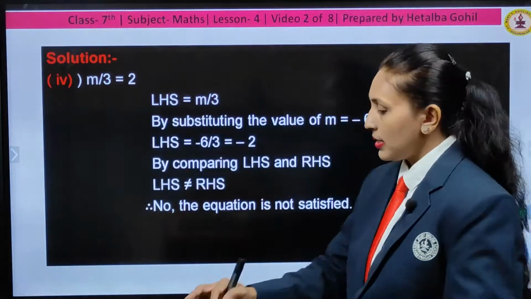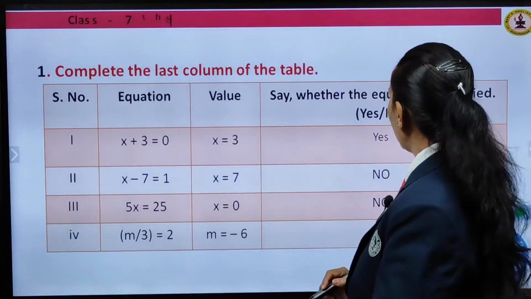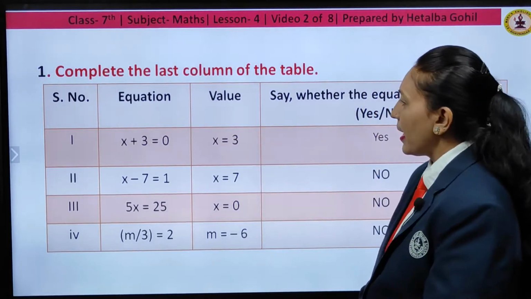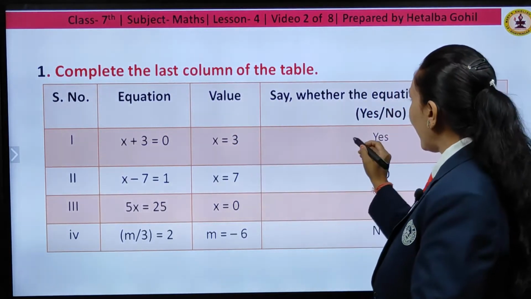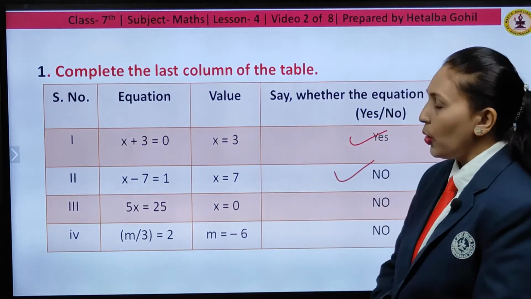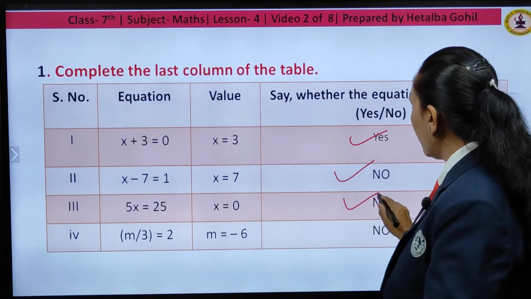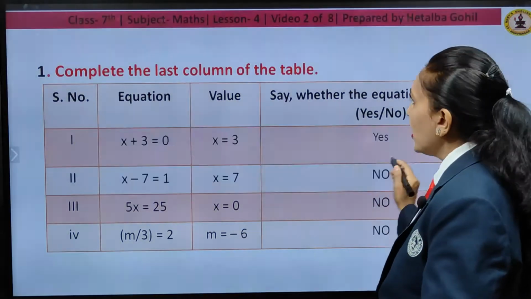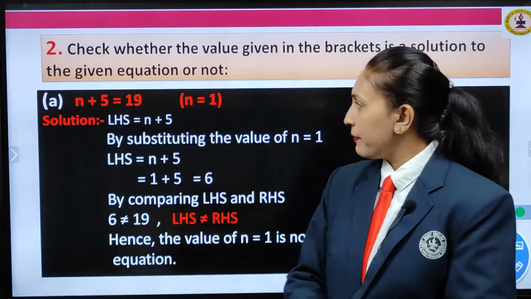Okay. So let us see the table where we have put the answers. The first one we got yes. The second one we got no. The third one again no, and the last also no. Okay, so this is the way we have to simplify.